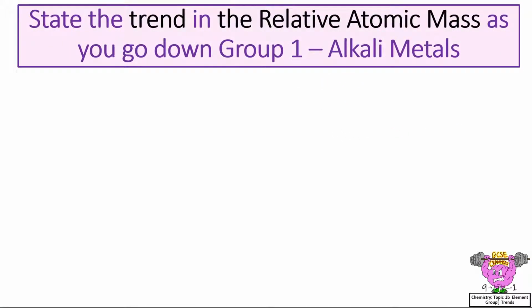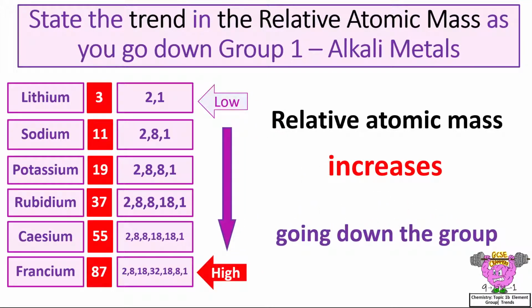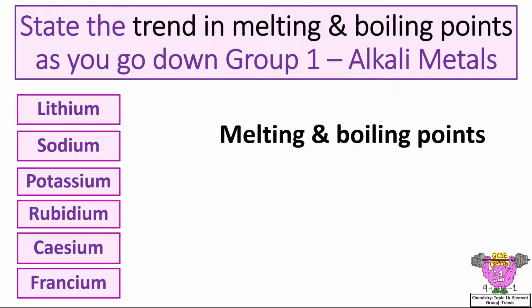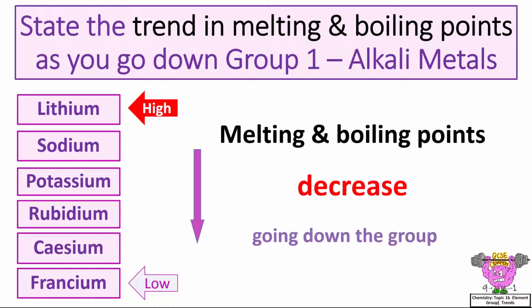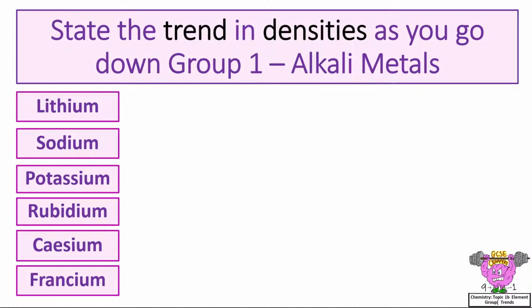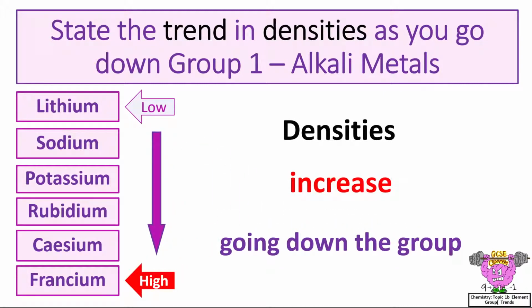State the trend in the relative atomic mass as you go down group 1 alkali metals. Relative atomic mass increases going down the group. State the trend in the melting and boiling points as you go down group 1 alkali metals. Melting and boiling points decrease going down the group. State the trend in the densities as you go down group 1 alkali metals. Densities increase going down the group.